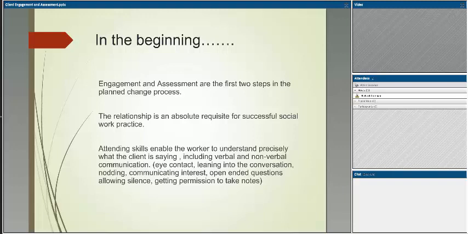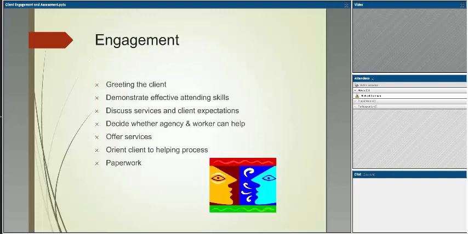And the client can share what they feel comfortable sharing. Even little things like taking notes matter: make sure you get permission from folks about whether it's okay to write, show them what you're writing, and let them know what you're going to do with it. These are all part of the attending skills you need to pay attention to. So again, we're looking at the greeting, making sure you're very deliberate about it, the attending skills I just mentioned, and discussing the services and the client expectations. Discussing what services you're there to offer and what your agency does are all very important things to keep in mind.